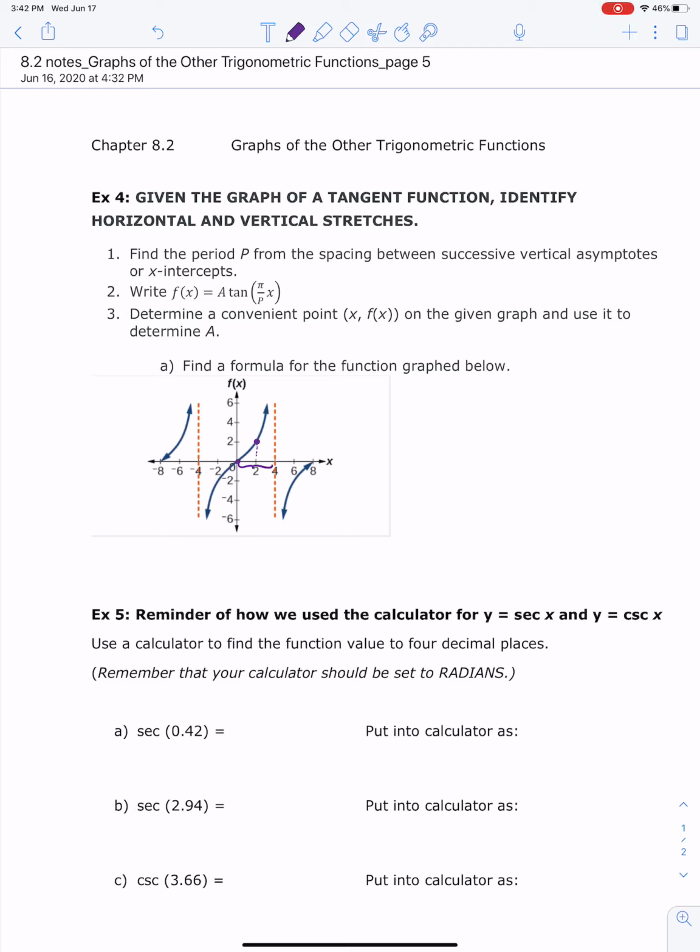8.2 notes, graphs of the other trigonometric functions, page 5. So I've got one example at the top. We are going to go backwards, and we want to be able to take a graph and identify the function.